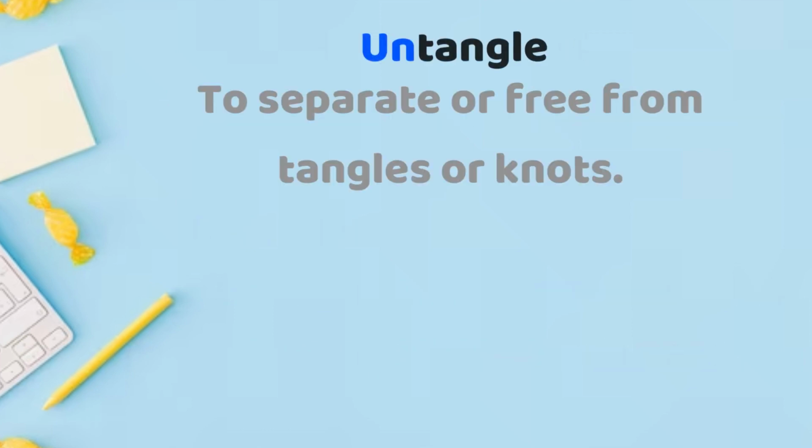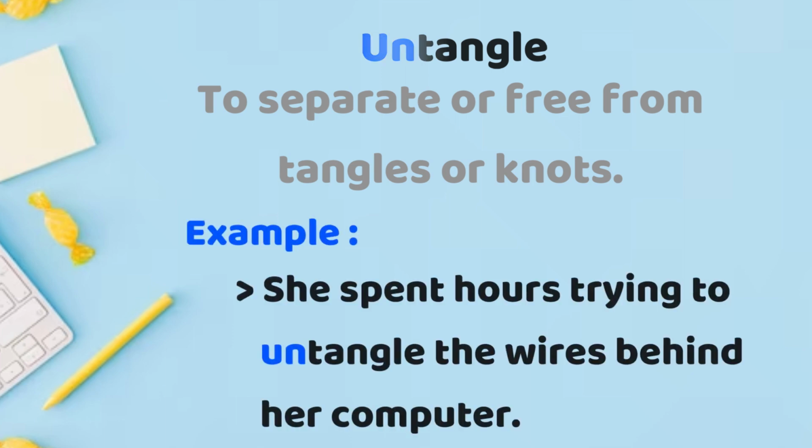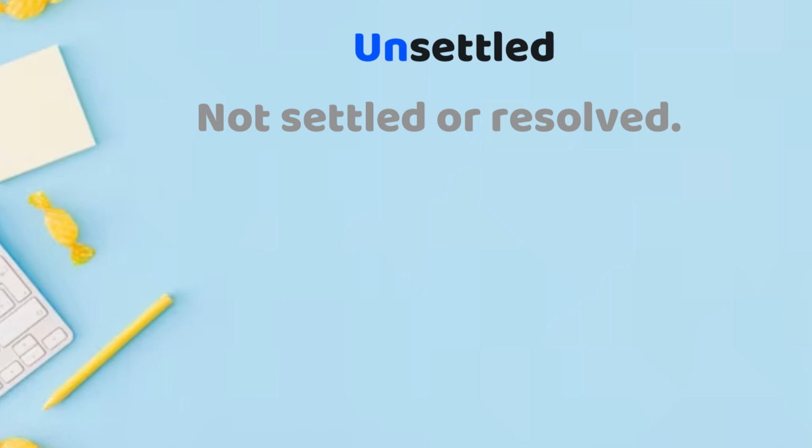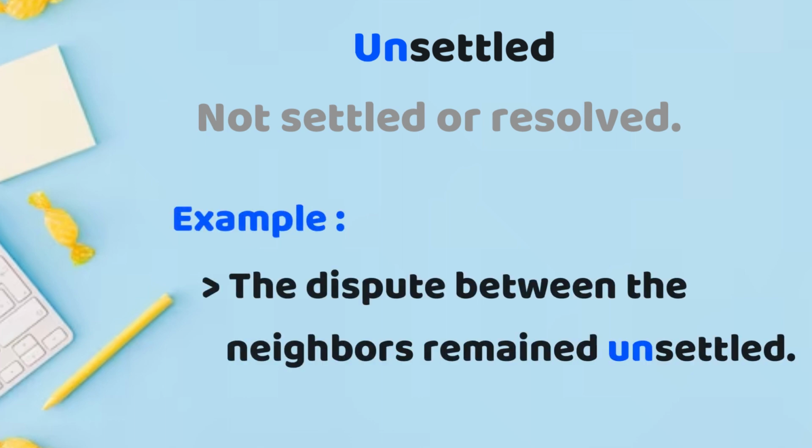Untangle. To separate or free from tangles or knots. Example: she spent hours trying to untangle the wires behind her computer. Unsettled. Not settled or resolved. Example: the dispute between the neighbors remained unsettled.